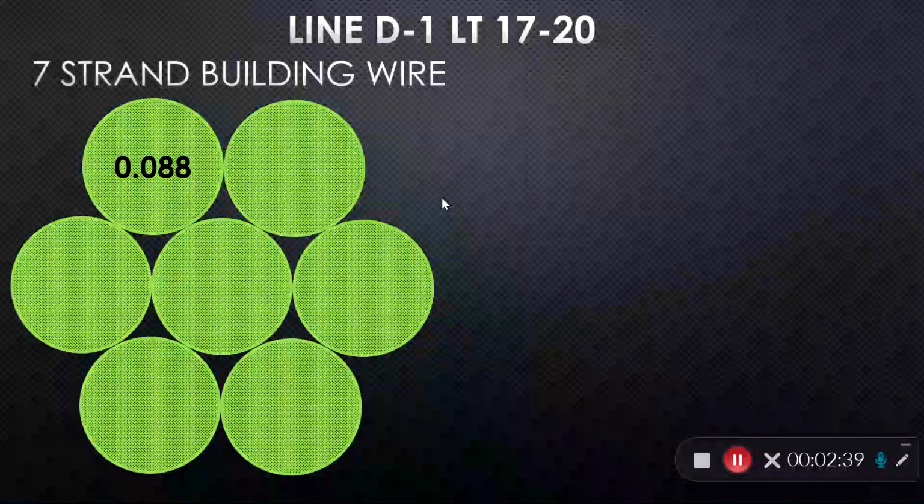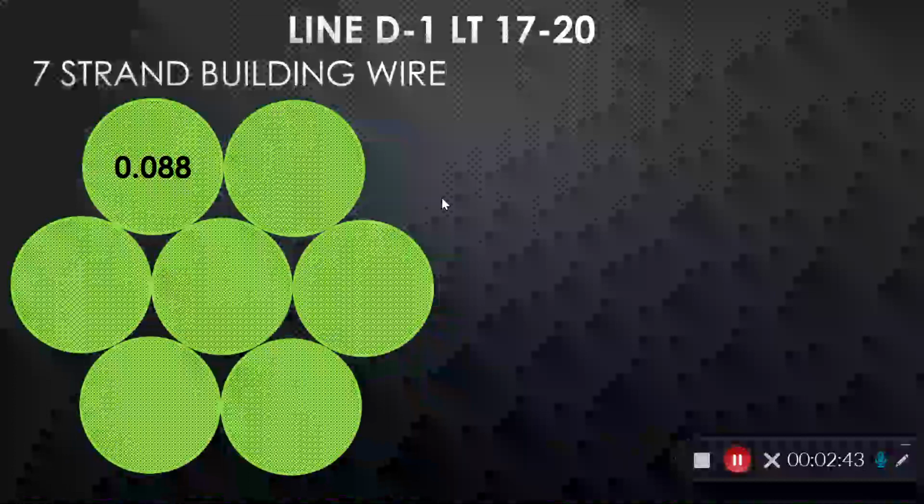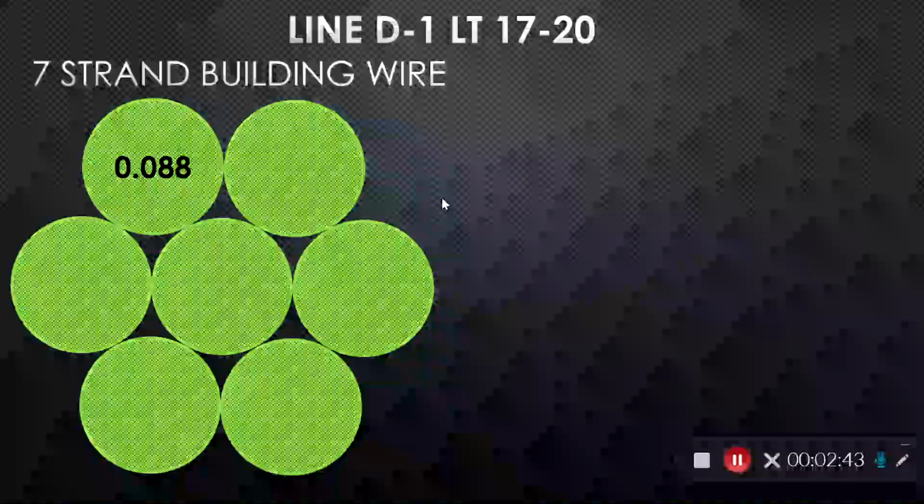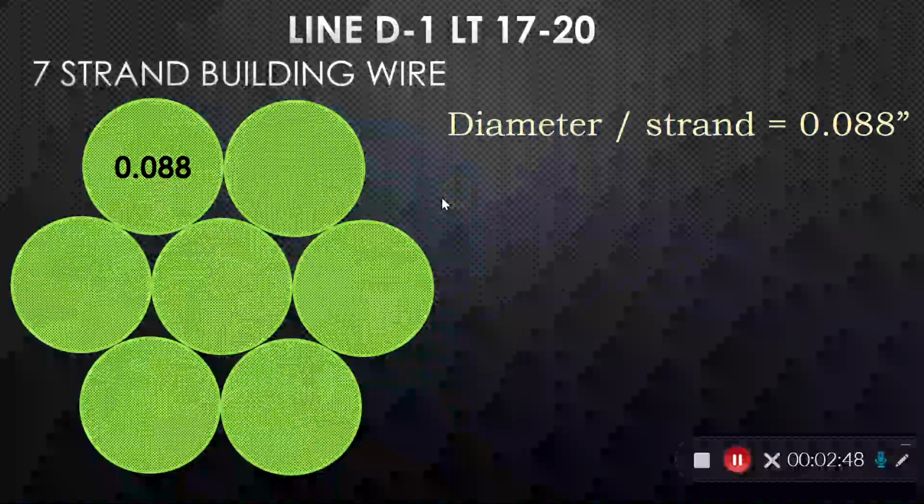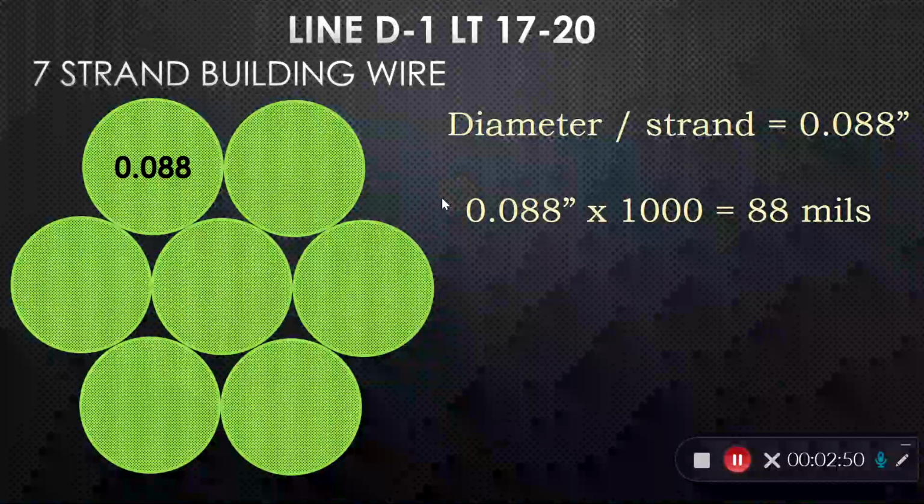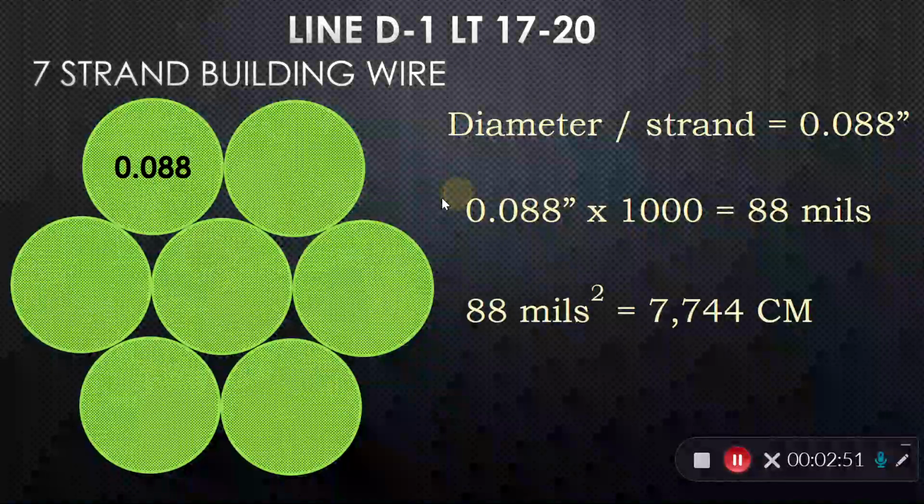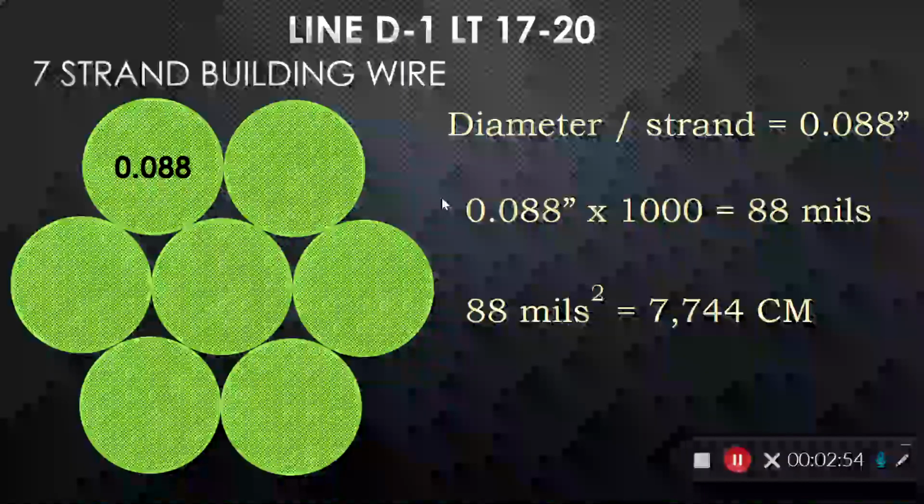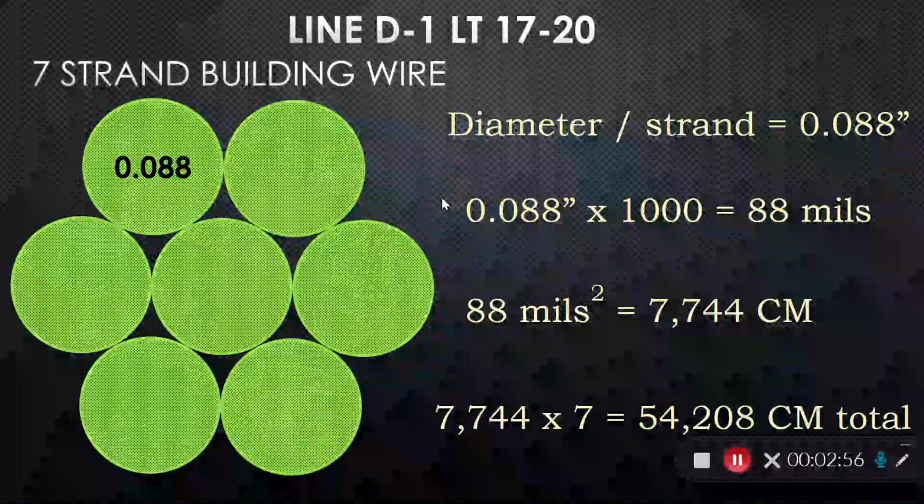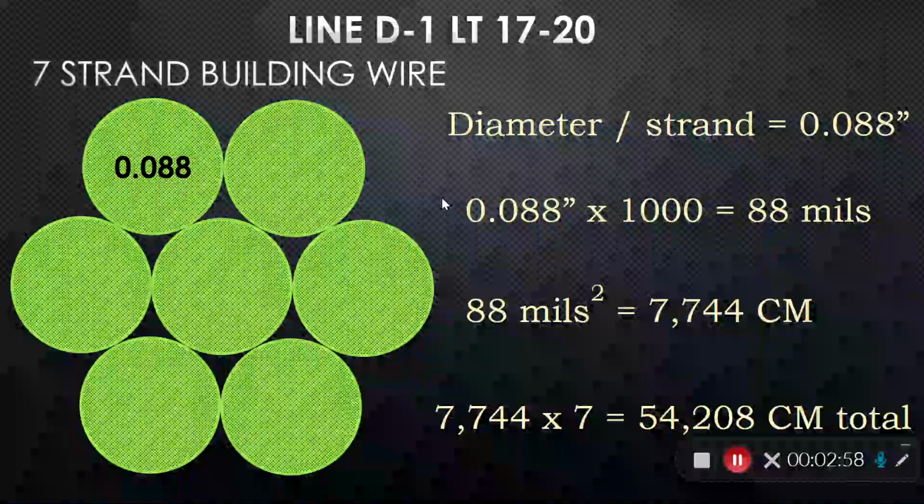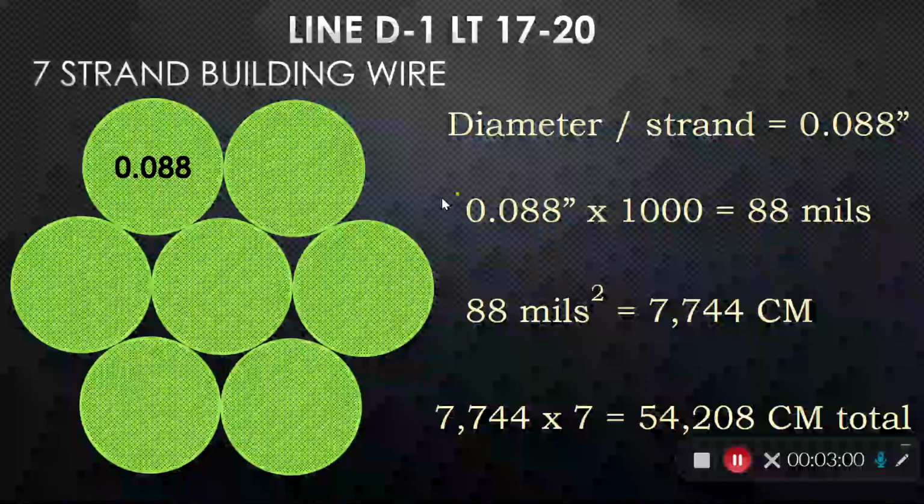If we had a 7-strand wire, we need to find the CMA of each strand and then multiply it by 7 to get our total CMA. So we'd turn it into mils first, square the mils, find our CMA of each strand, and then multiply it by 7 strands to get our total CMA of that wire.